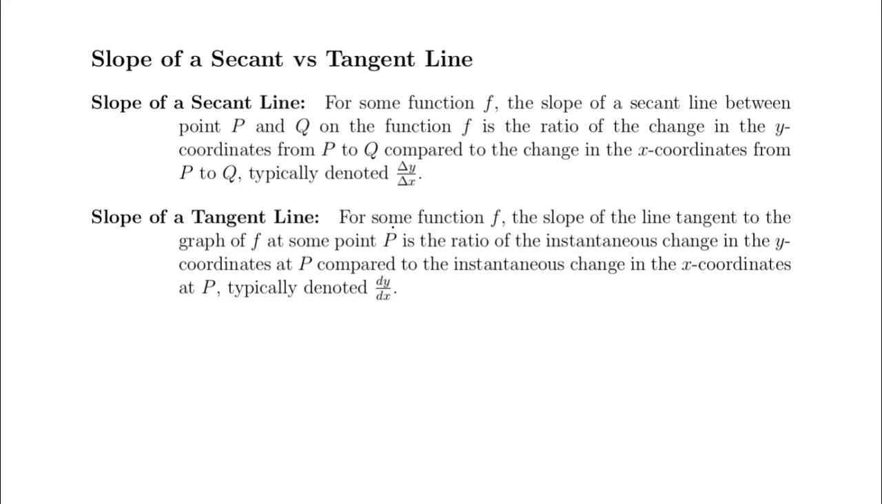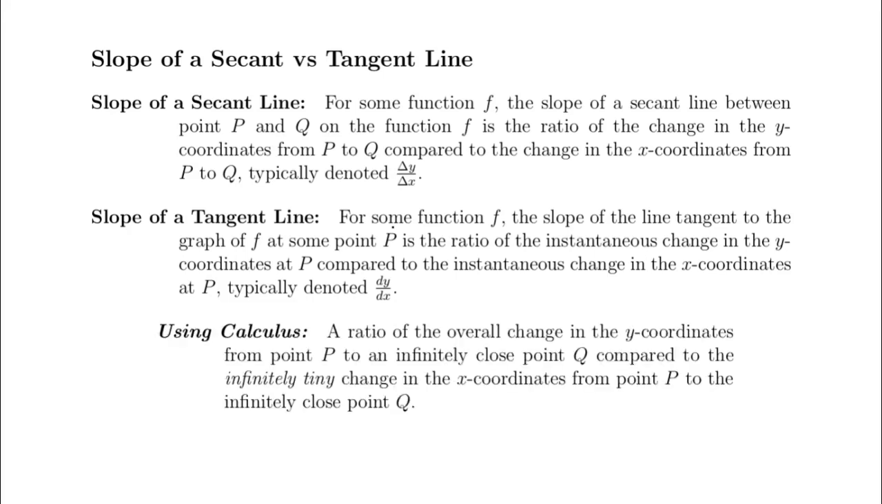That's some new notation. All right, so how are we going to approach this using calculus? We're going to think of a ratio of an overall change in the y-coordinates from some point P to a really, really close second point Q. So we're going to look at secant lines, but we're just going to make those 2 points really, really close, right? And we're going to move our x-coordinate just an infinitely tiny amount to get to that infinitely close point. And then we can look at the corresponding change in the y values. So you could think the slope of a tangent line, we could find that by finding the slope of a secant line between 2 points that are really close to each other. And when we think about really close to each other, we should be thinking about limits.